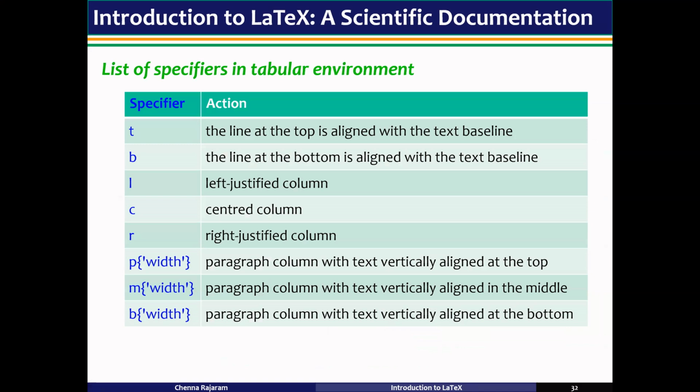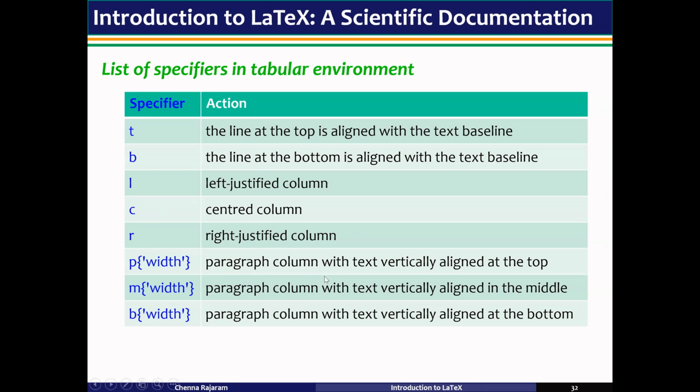So what are the various specifiers to be used in a tabular environment? t: the line at the top is aligned with the text baseline. b: the line at the bottom is aligned with the text baseline. l is a left-justified column. c is a centered column. r is a right-justified column. p{width}: within curly brackets you have to mention the width, how much width you need to provide for the column of the table or the cell of the table.